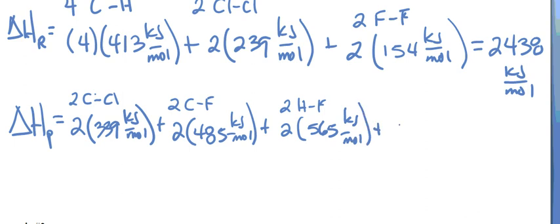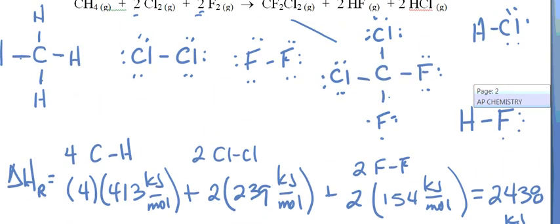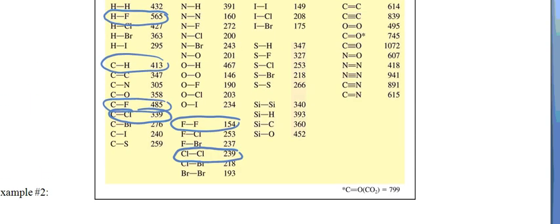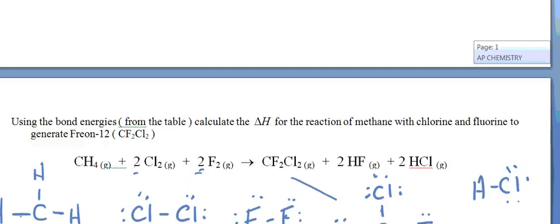Okay. And then two HCl's. So two hydrogen to chlorines. So we'll go up. HCl right there. I kind of figured it out. 427.